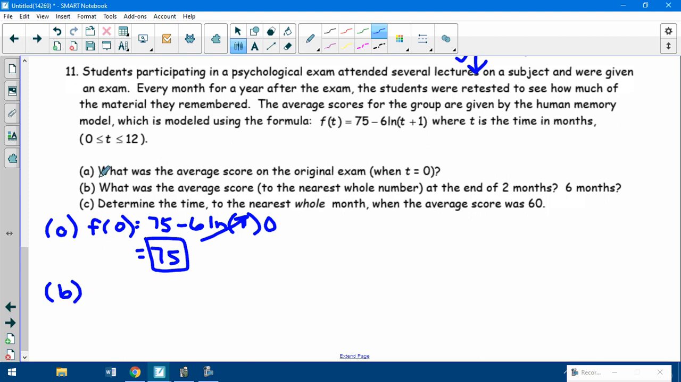Part B is basically the same. What's the average score at the end of 2 months and at the end of 6 months? We're just looking for f of 2, because t is in months. That's how I know to plug that in.